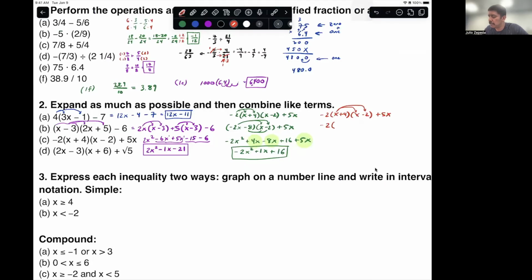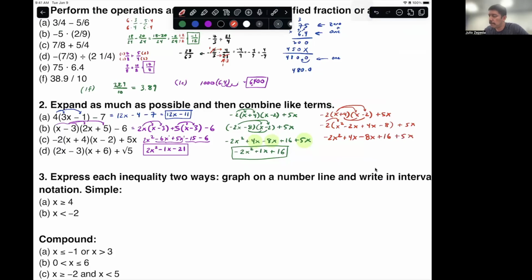So x times x is x squared. x times a minus 2 is a negative 2x. 4 times x is positive 4x. And 4 times a minus 2 is a minus 8. Now we'll distribute the negative 2. Gives us a negative 2x squared, a positive 4x, negative 8x, and a positive 16 plus 5x.